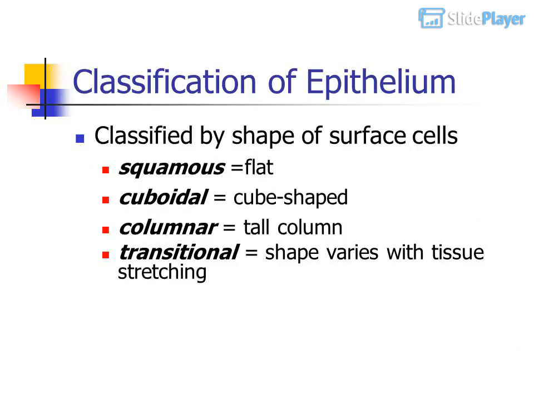Classification of epithelium. Classified by shape of surface cells. Squamous equals flat. Cuboidal equals cube-shaped. Columnar equals tall column. Transitional equals shape varies with tissue stretching.